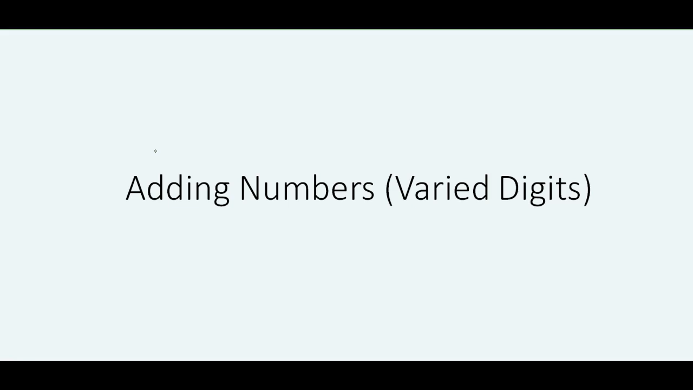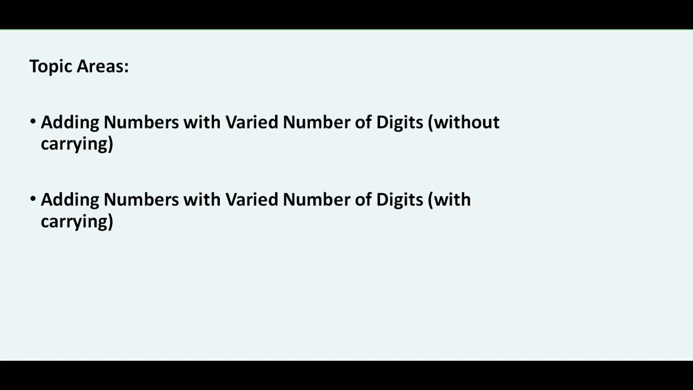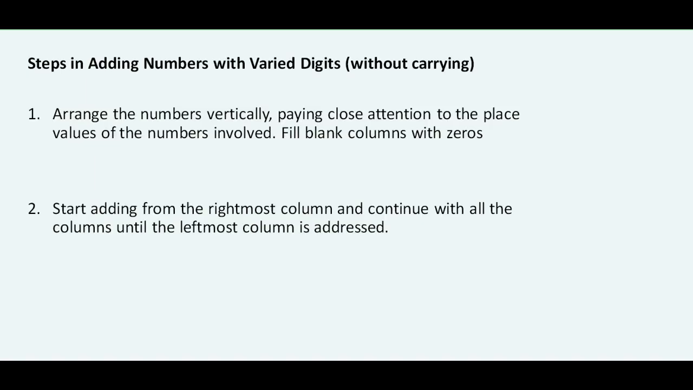It's time to learn about how to add numbers with varied number of digits, which means that we're adding numbers that don't have the same number of digits. We're going to add without carrying, and then we're going to add with carrying. So we're going to follow the same steps generally. We're going to arrange the numbers vertically, taking note of the place value of the numbers, and we're going to fill the blank spaces with zeros and add starting from the right hand side.